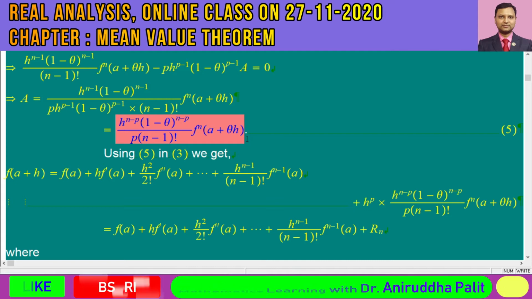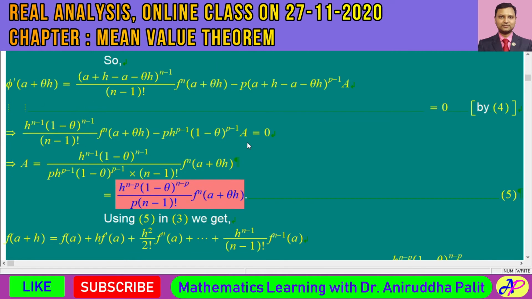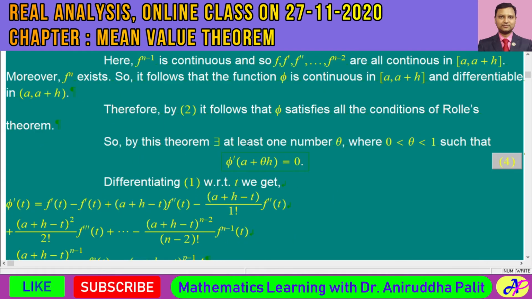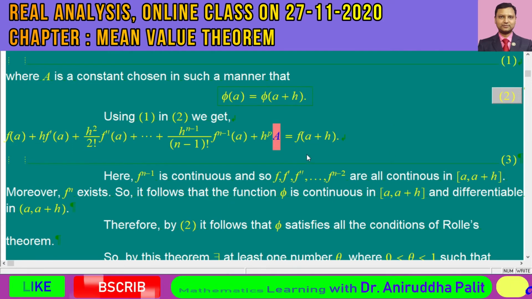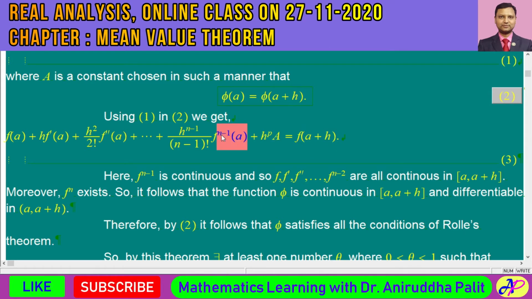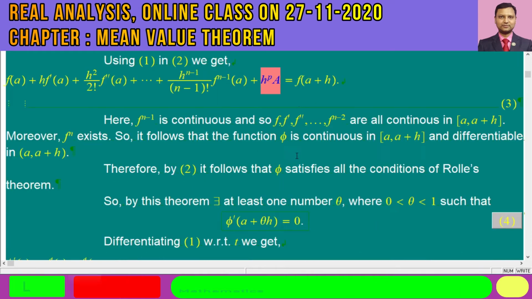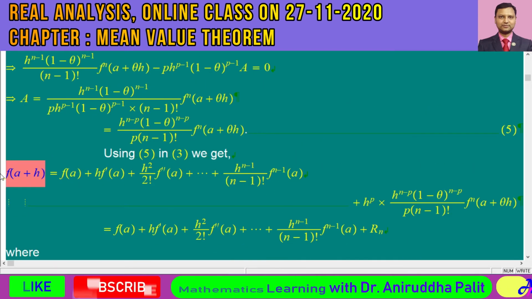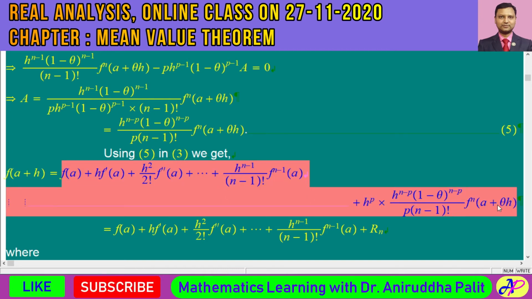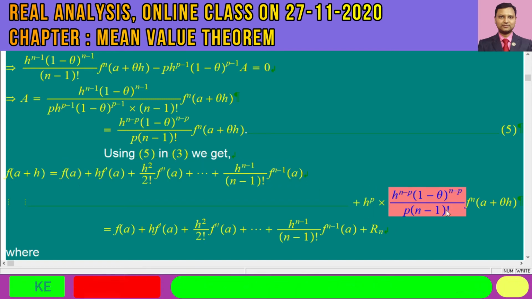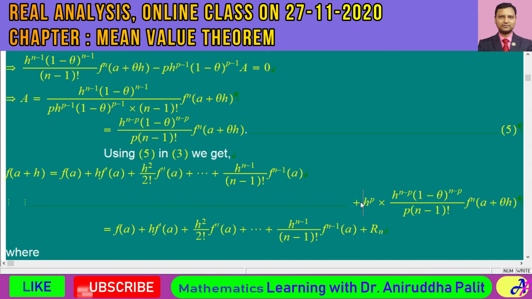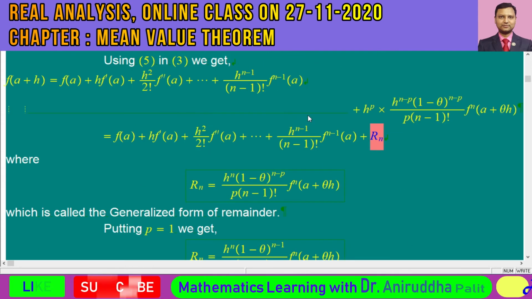Okay. And again, if we put the value of capital A in this equation number 3, then we will have f of a plus h is equal to this much expression plus, let me show you the computation, plus h to the power of p into A. So this is f of a plus h is equal to this much expression plus h to the power of p into the expression of capital A. Okay, and we are writing this entire expression as equal to r suffix n, the remainder after n number of terms. So what is r suffix n?